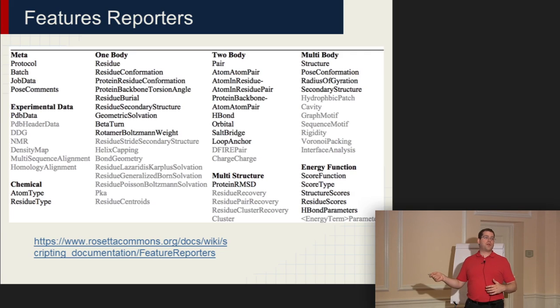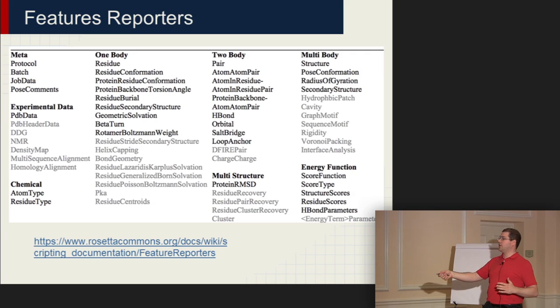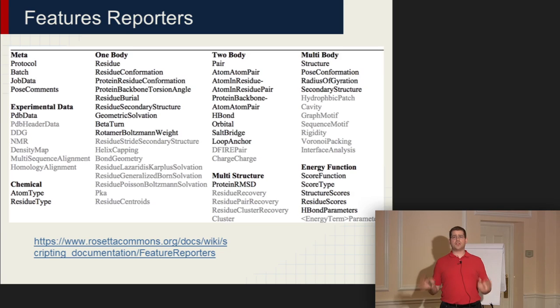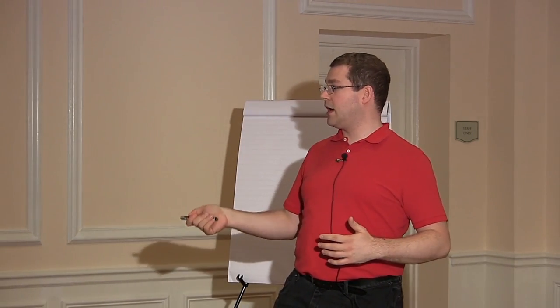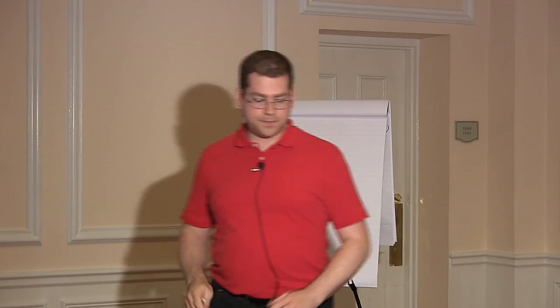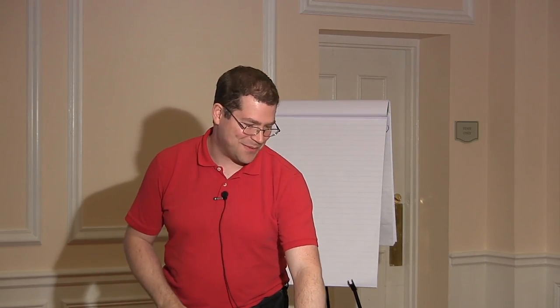There's a large number of feature reporters encompassing a whole bunch of different information: protocol information, some more experimental data coming from input PDBs, one body, two body, multi-body information, energy functions, structural information. There's a whole bunch of information. And as I mentioned, the features reporter framework is flexible enough that if you wanted to, you could create your own features reporter and add your own information to the tables. All of these feature reporters are documented on the documentation wiki, so I won't go into detail about all of them right now.